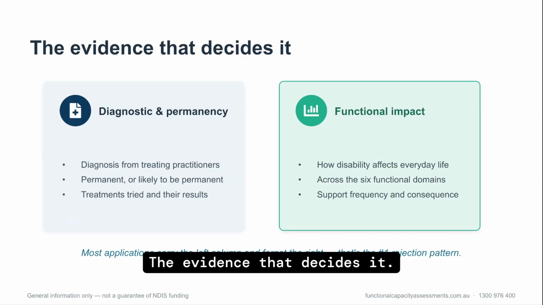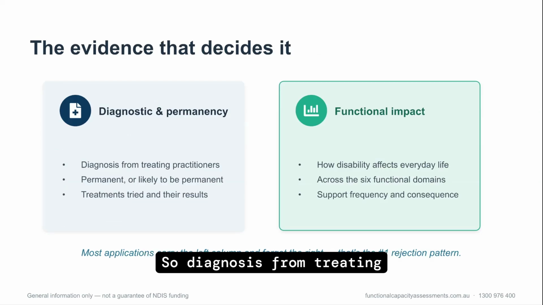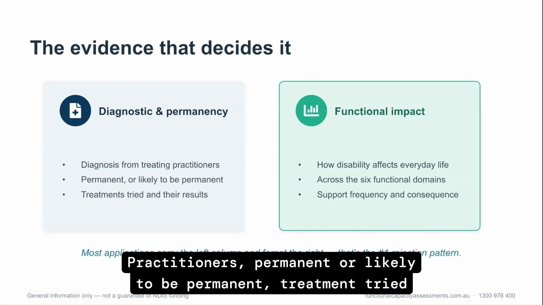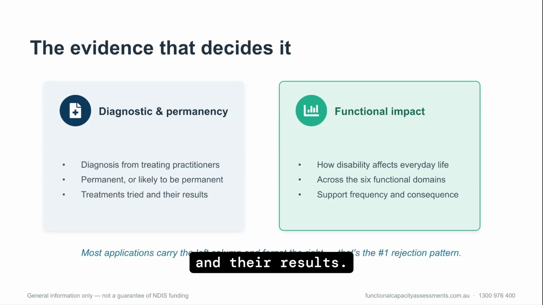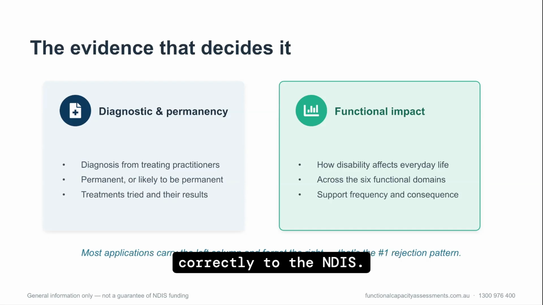The evidence that decides it. So on the left-hand side here, we've got diagnostic and permanency. So diagnosis from treating practitioners, permanent or likely to be permanent, treatment tried, and their results. You're going to need all of these things to be able to apply correctly to the NDIS.